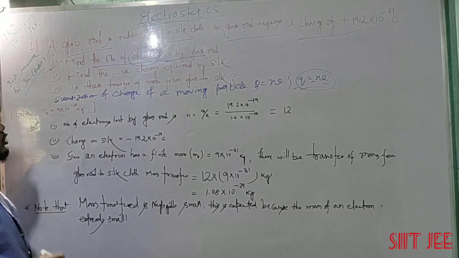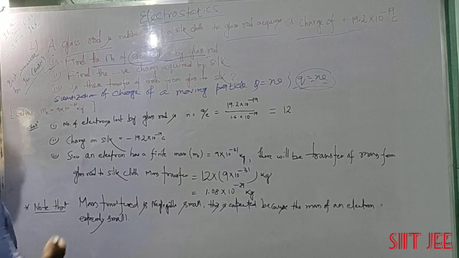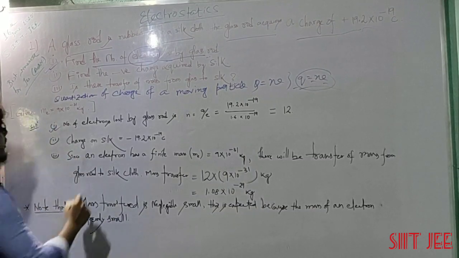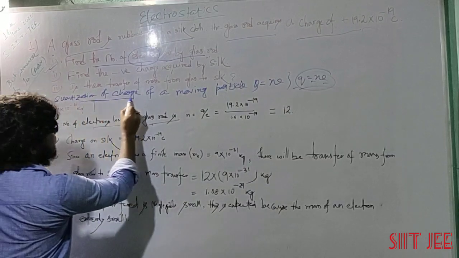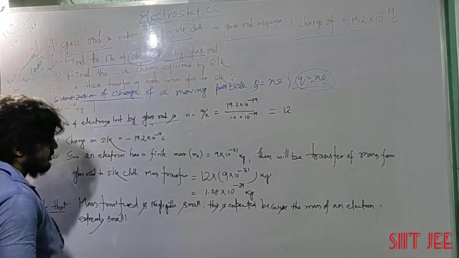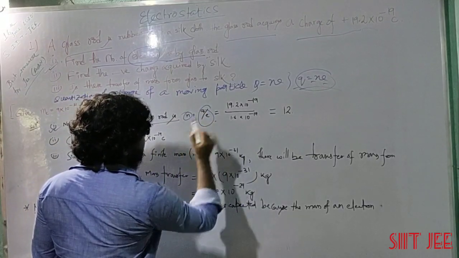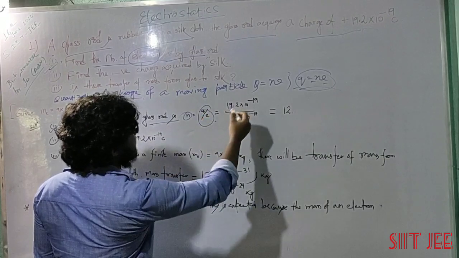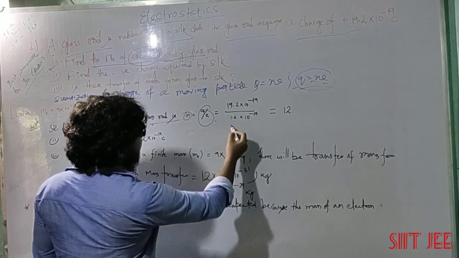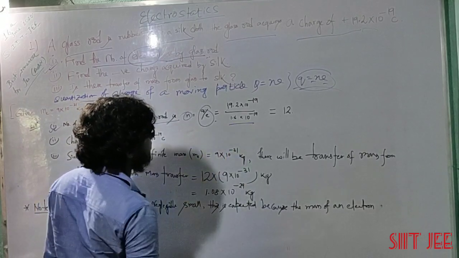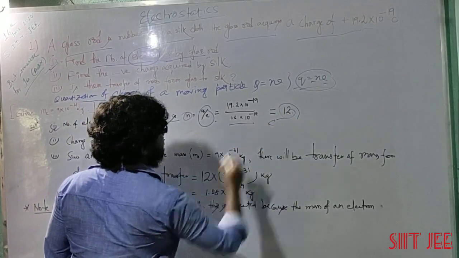Then we get the number of electrons lost by the glass rod. By quantization of charge, Q is equal to Ne, and then N is equal to Q by e, which is 19.2 into 10 to the minus 19 divided by 1.6 into 10 to the minus 19, which is equal to 12 coulomb.